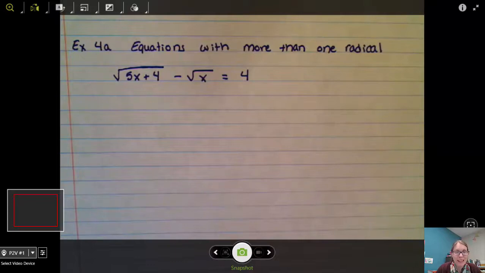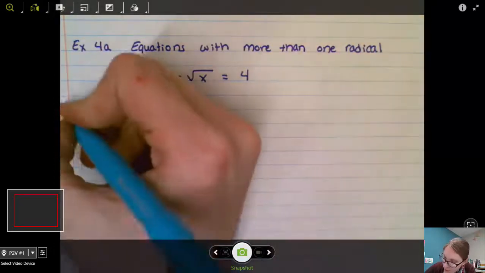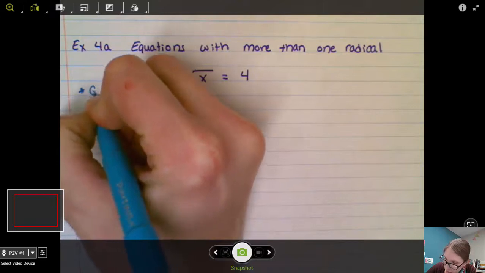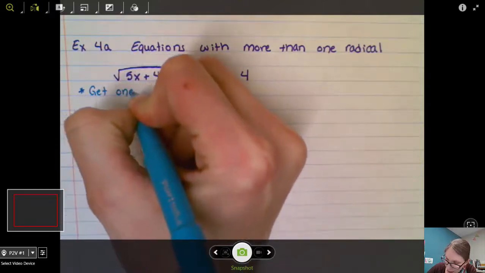Just like before, I need to square both sides of my equation, but I need to get one of the radicals by itself first. Okay, so I'm going to add that note here. Get one radical by itself.